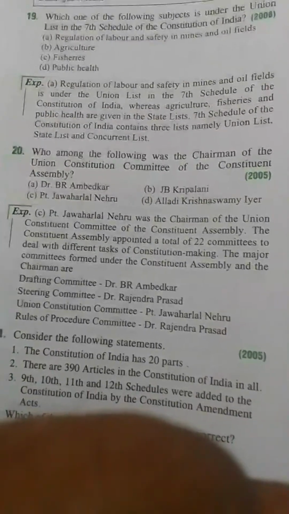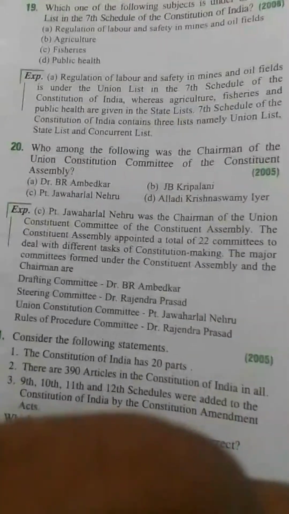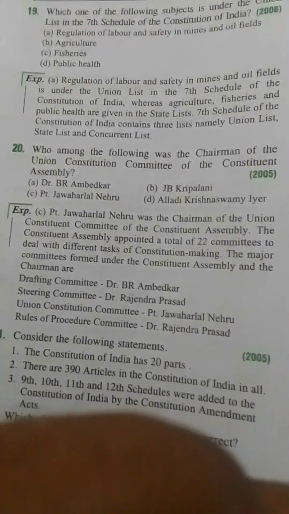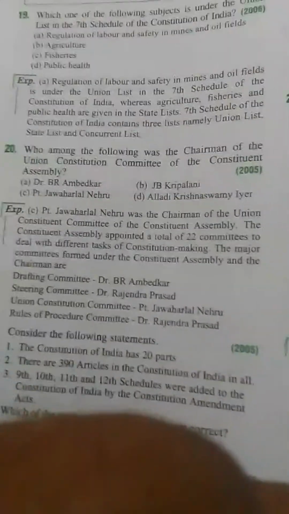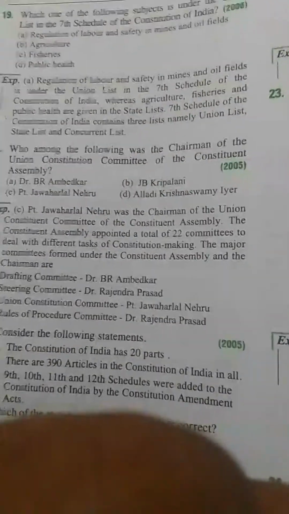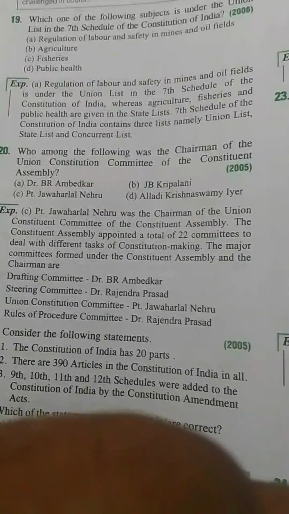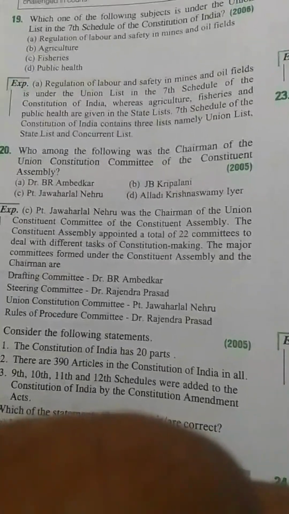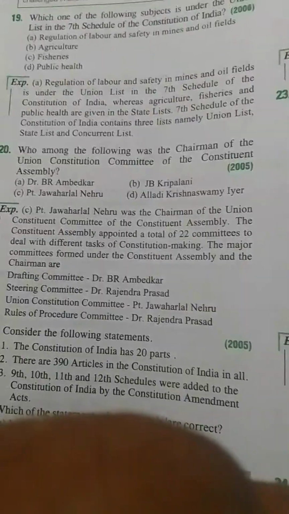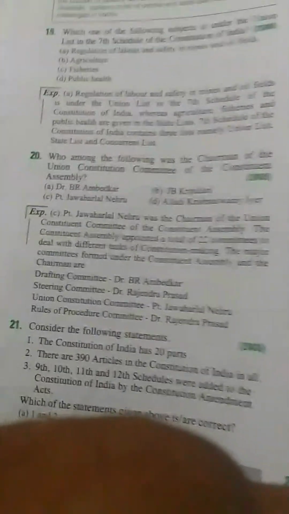Actually, the major committees formed under the Constituent Assembly and their chairmen are: Drafting Committee, Ambedkar; Steering Committee, Rajendra Prasad; Union Constitution Committee, Jawaharlal Nehru; Rules of Procedure Committee, Dr. Rajendra Prasad. Correct.